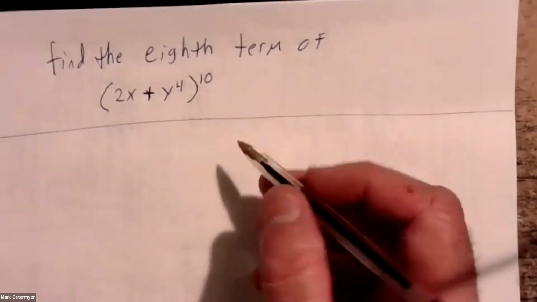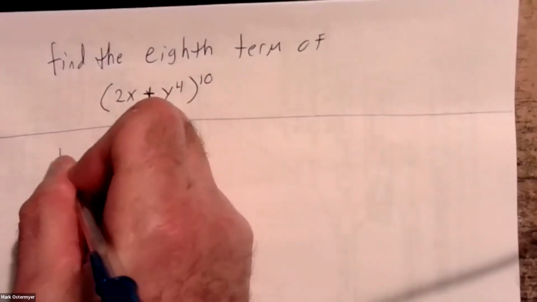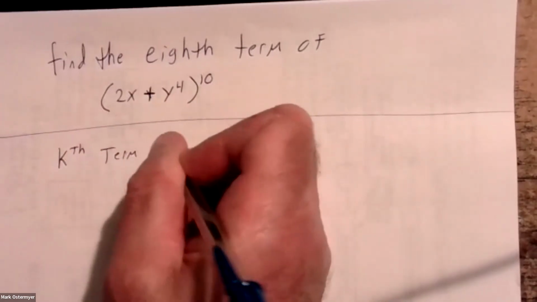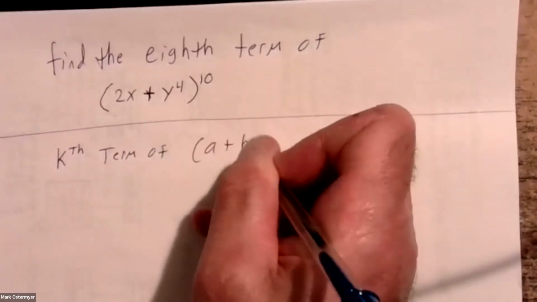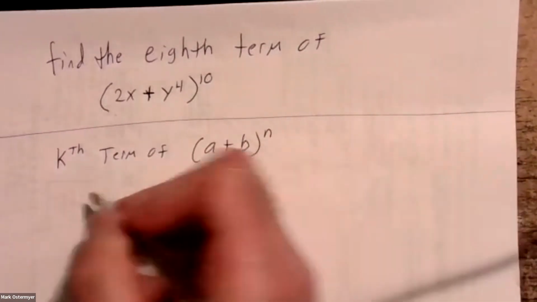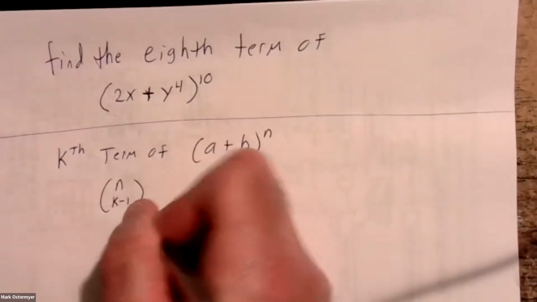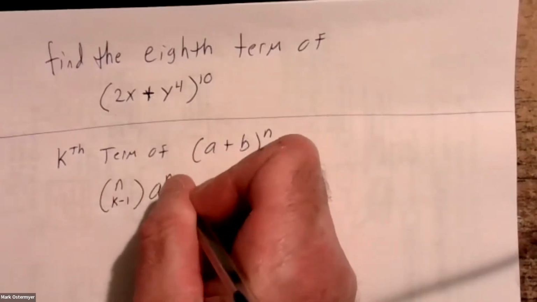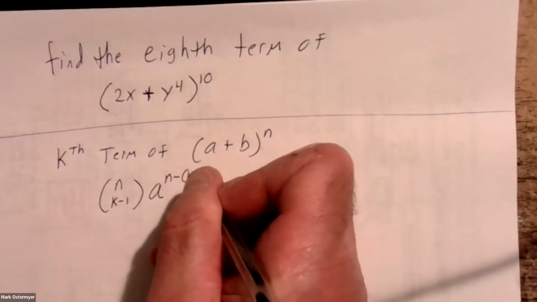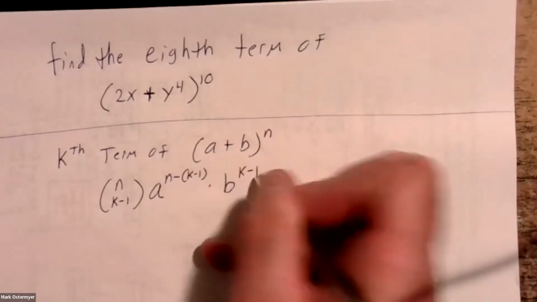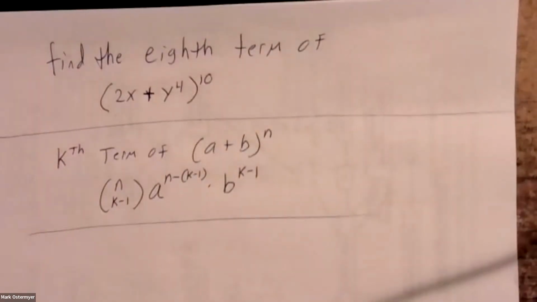And the formula we developed is the formula enabling us to find the kth term of a binomial expansion in general. That formula is n in combination with k minus 1 times a raised to the n, subtract quantity k minus 1 power, times b raised to the k minus 1 power. That's the formula we're going to tap into to help answer this question.